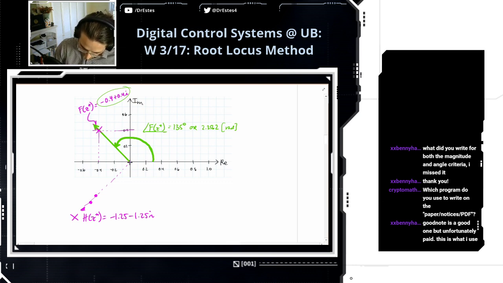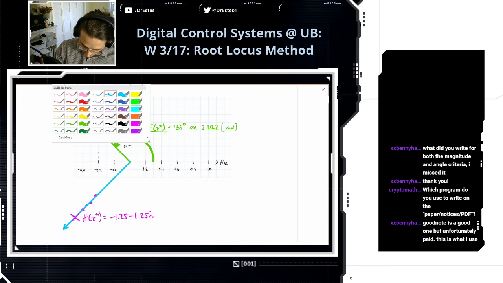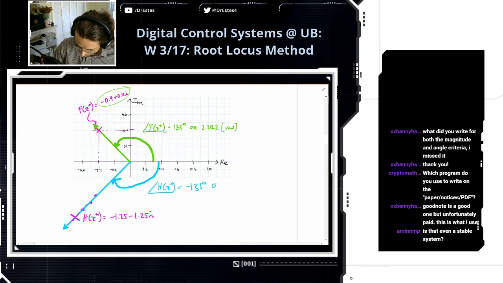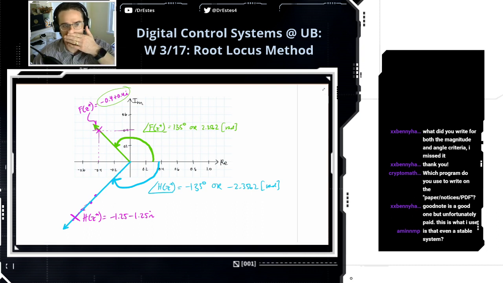So if we want the angle of this, we draw a ray from the origin through that root. And then we can get the angle it makes relative to the positive real axis. And I'm actually gonna go negative on this. So the angle here is minus 135 degrees or minus 2.3562 radians. Is that even a stable system? No. It wouldn't be a stable system.